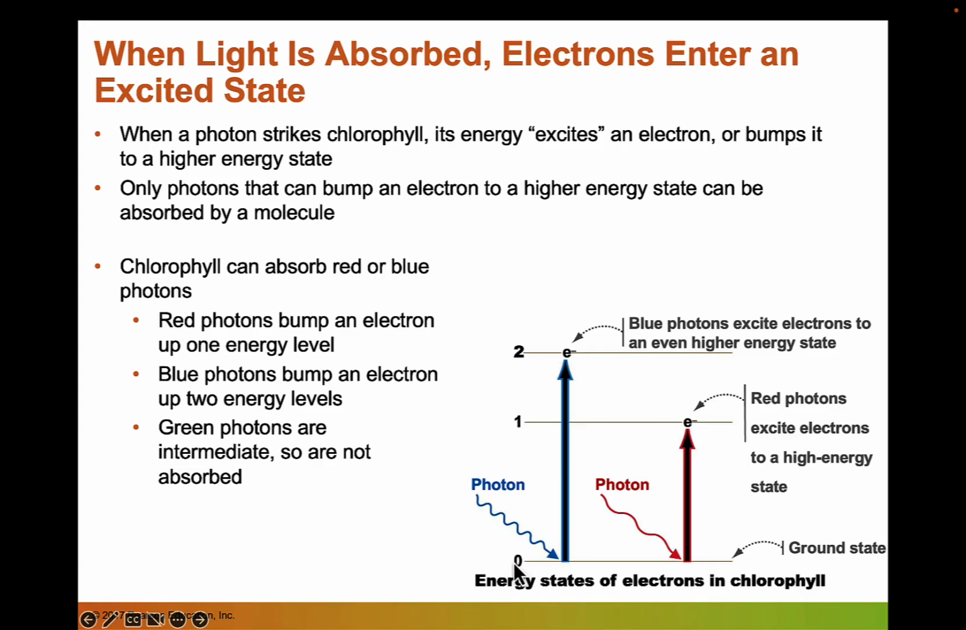At this 0 on the energy scale, this is the ground state of our electron. For example, when red light strikes our pigment, this can bump an electron up to a higher energy state at level 1. But when blue light, or photons from blue light, strike the pigment molecule, this can bump electrons up 2 energy levels. But because green light, or green photons, are intermediate, they're not absorbed by the pigment molecule, and so those electrons can't be bumped up to a higher energy level. They can't be excited.